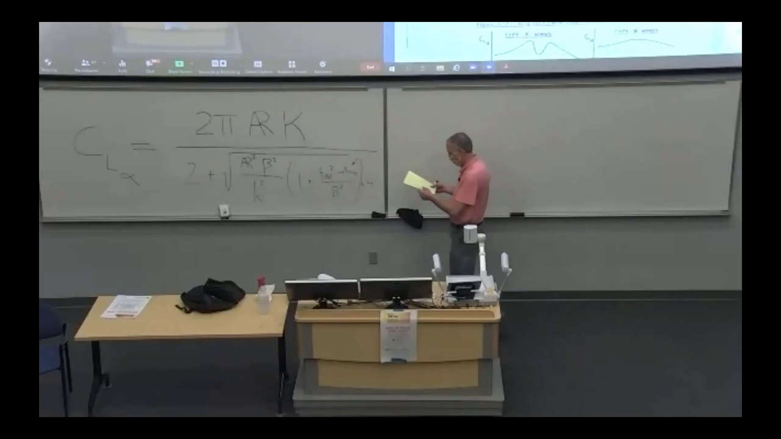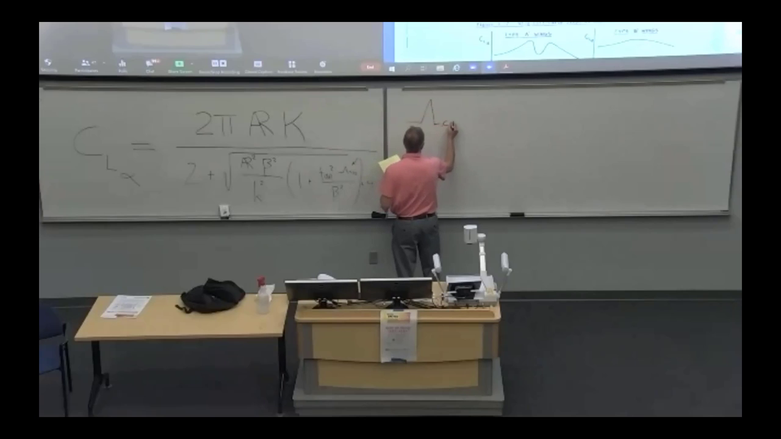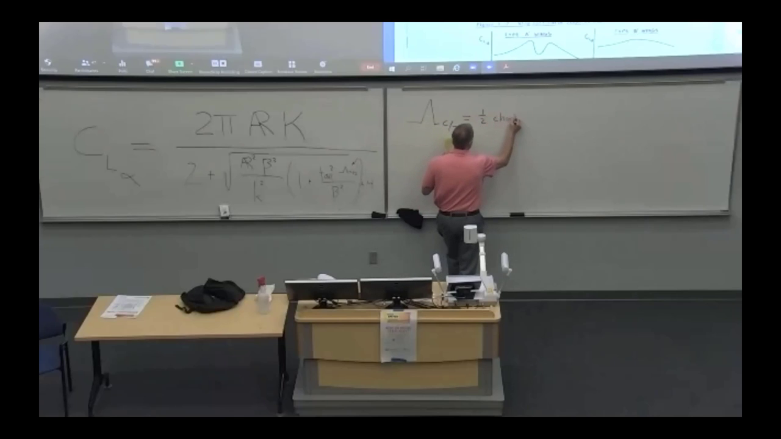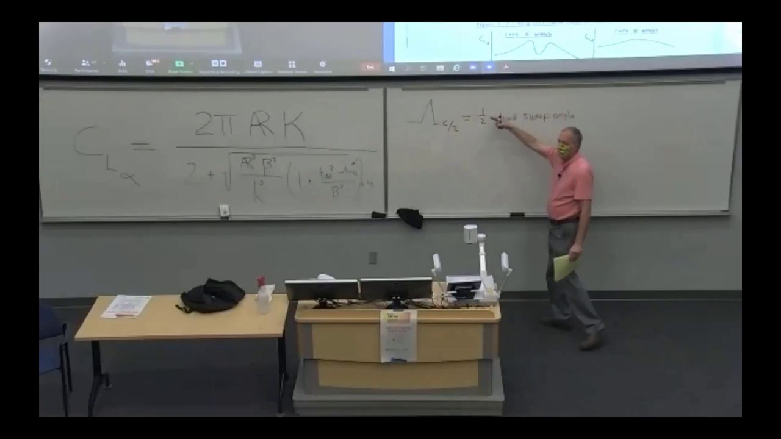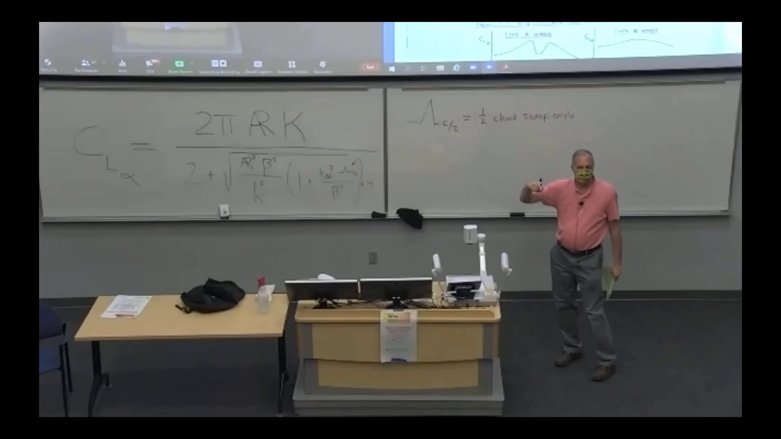Yeah, I'm going to write it here. So the gamma, we're going to define all this stuff. Gamma C over 2 is the half chord sweep angle. And I'm going to show you how to calculate that next time if we don't get to it today.